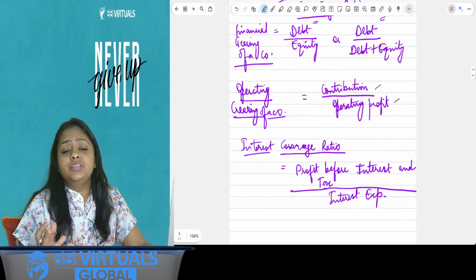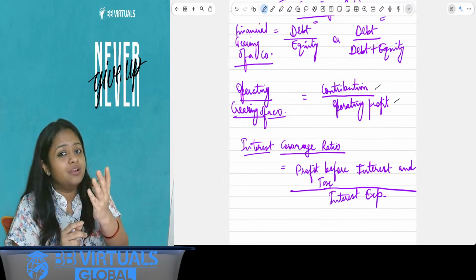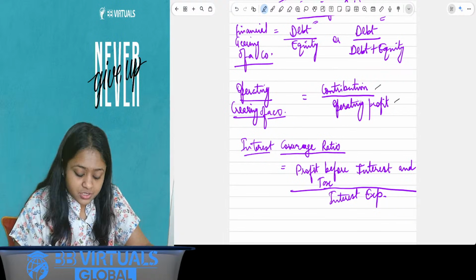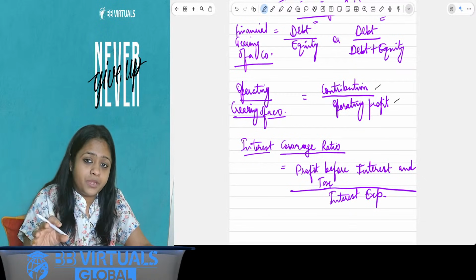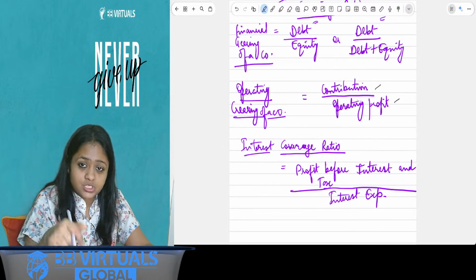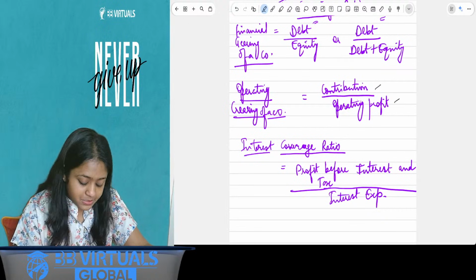Operating gearing of an entity reflects the day-to-day operating expenses, the liability angle, fixed cost, right? So here we take contribution by operating profit. Why? Contribution minus operating profit, the difference is fixed cost, which is reflected here. So contribution upon operating profit is the ratio that we take.